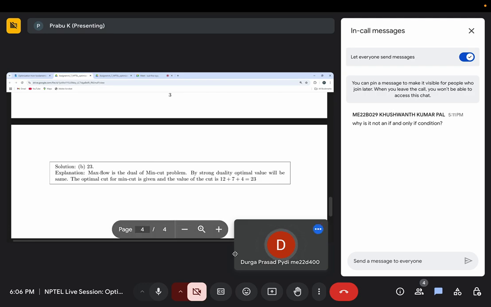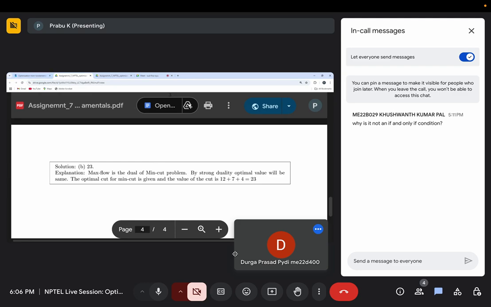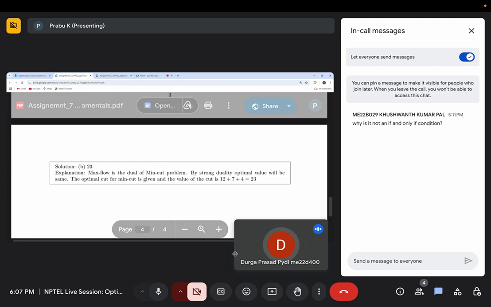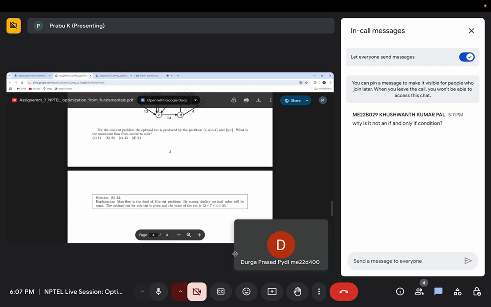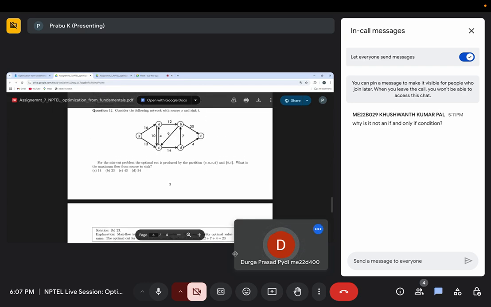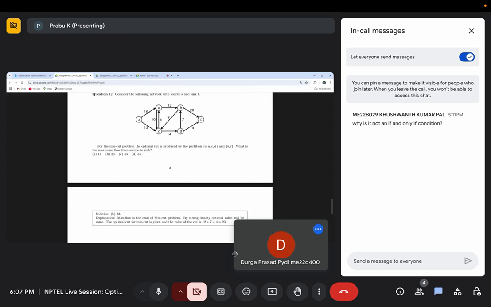12 plus 7 plus 4. What are the ones that you have excluded in this? So 9 is excluded from it. Where 9 is, is the connection between B to C. Okay, it's in a different direction. B to C is in a reverse arrow. Okay, that's why they've excluded it.